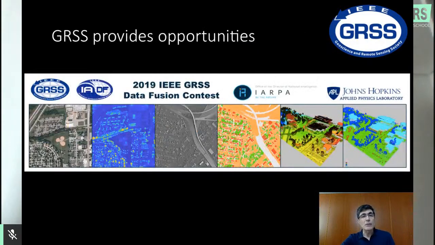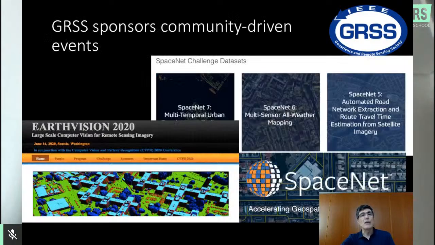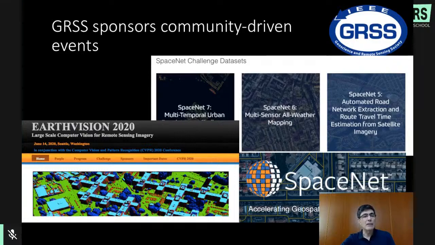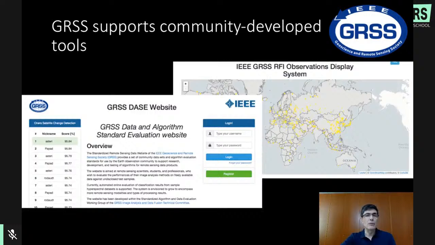We also provide opportunities for the different communities, like, for instance, the community working on image analysis and data fusion. We also sponsor community-driven events, like the very successful EarthVision workshop, but also the SpaceNet Challenge data challenges, which is organized by SpaceNet. We also support community-developed tools like the DASE website, which is the Data and Algorithm Standard Evaluation website, and also activities related to RFI observations.